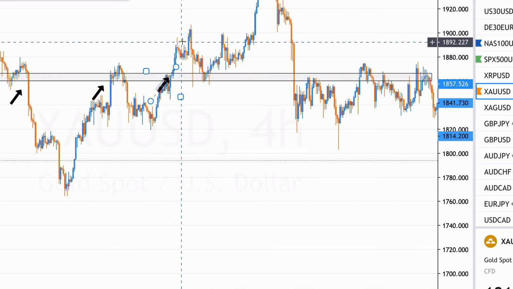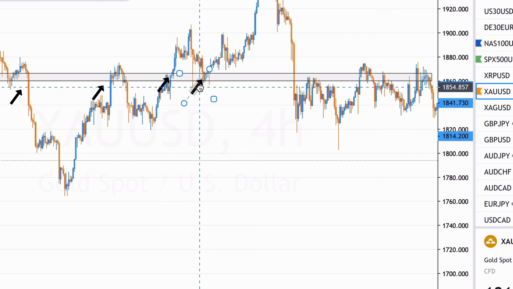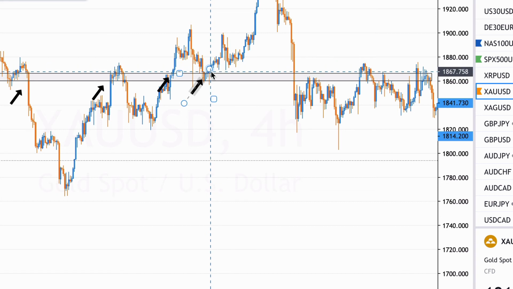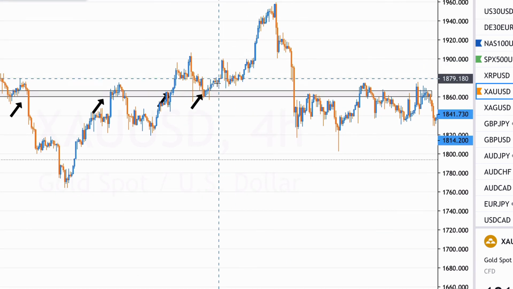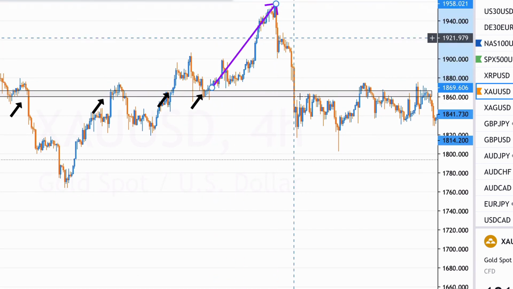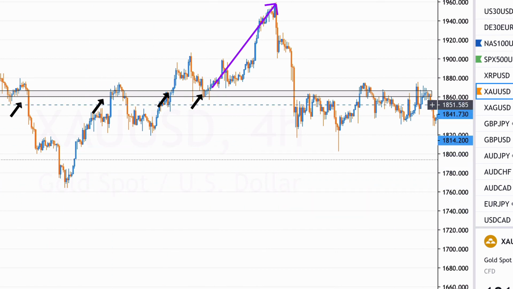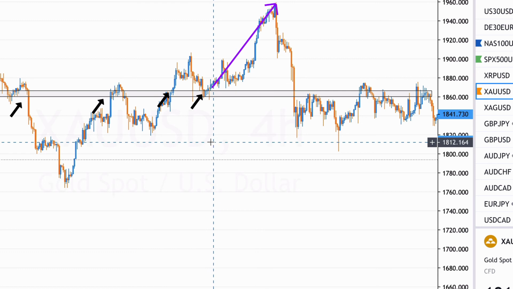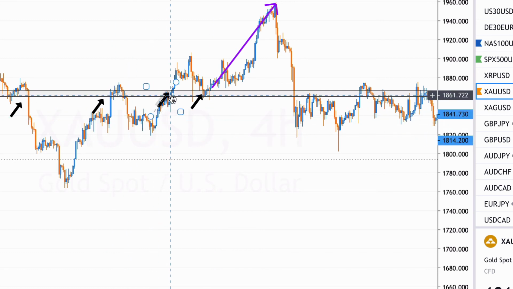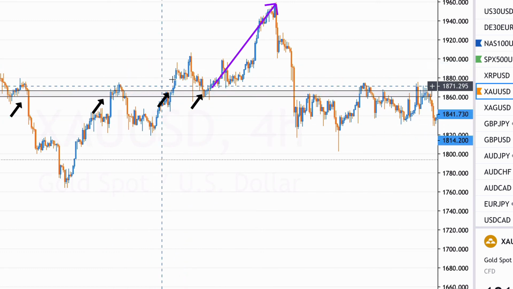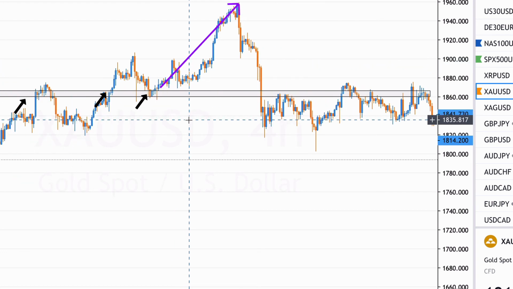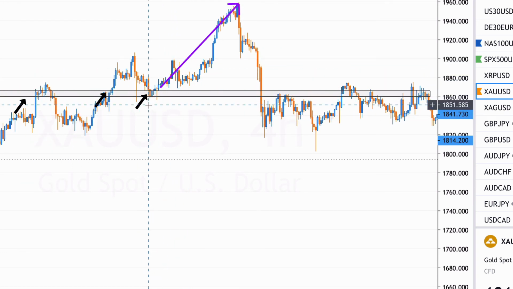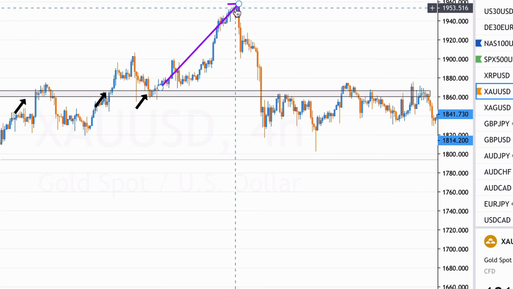But when it broke out, look what it did. It came back to retest it. That's when it took off. Why am I saying this? Well, with gold, you want to wait for retests. Break out once, yes, if you catch it, you can make money. But if you wait for the retest, you can get in on the retest. It's minimal drawdown, and you can catch the wave.